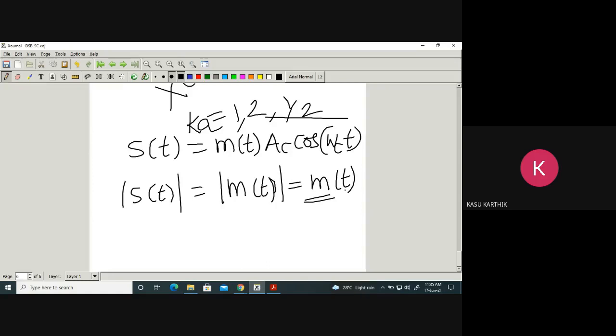But in AM, what is happening? What is the envelope of AM? 1 plus Ka into M of t. Now Ka can make this amplitude positive or negative because there is a DC shift. Here we don't have a DC shift, it is directly mod of M of t. If M of t is positive, the envelope will be positive. If it is negative, we can't do anything.